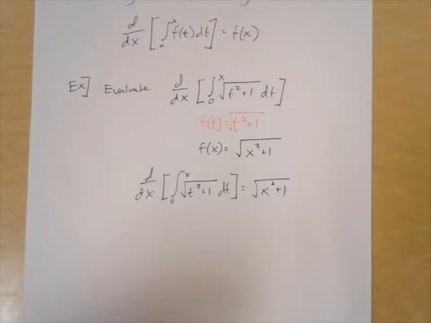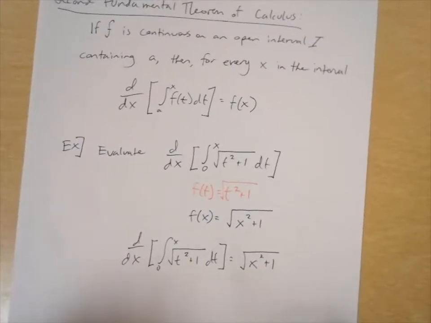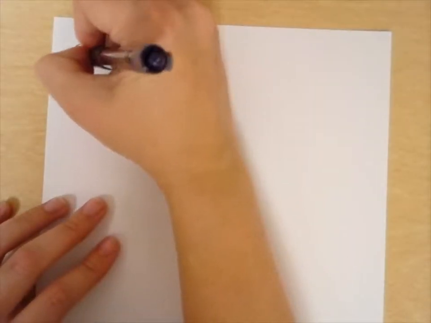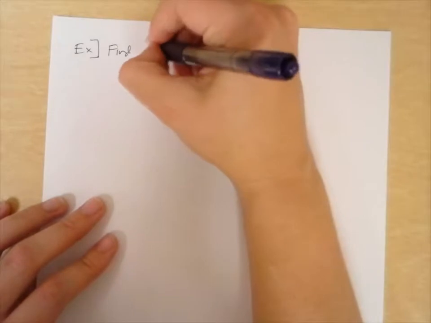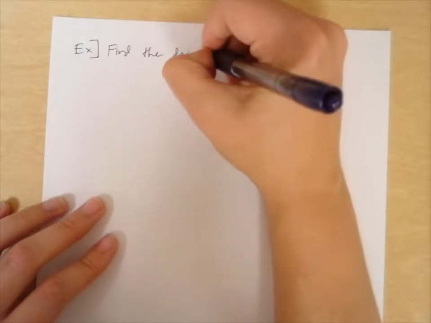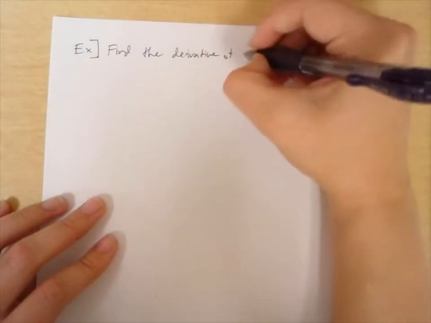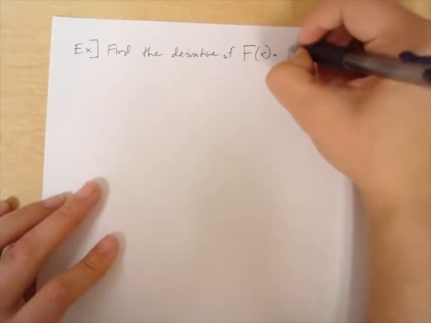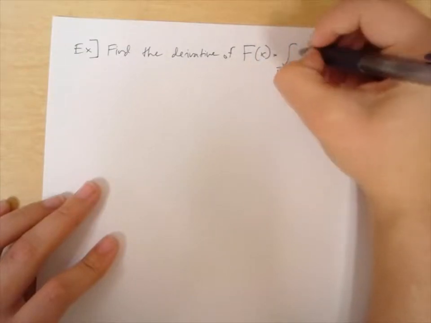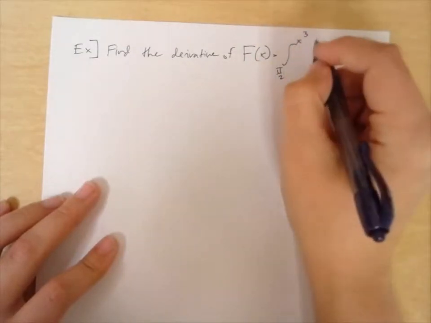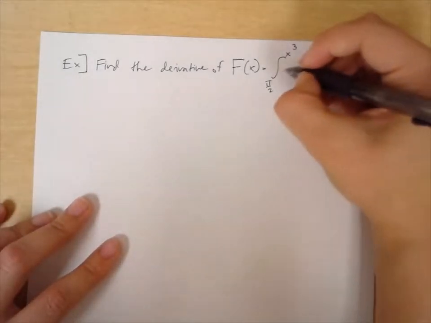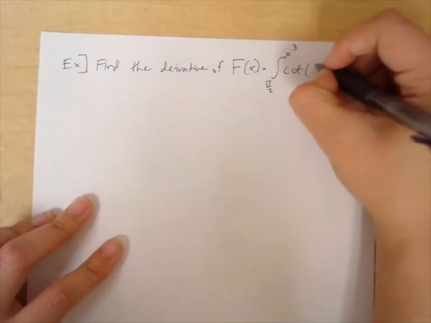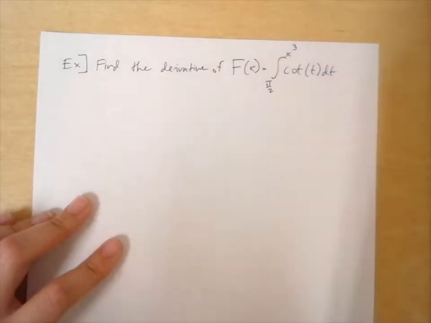That was kind of a simple example. Let's talk about something that might involve a little bit more work. So let's look at the question. Find the derivative of big F of x equal to the integral from pi over 2 to x cubed, that's going to be important, x cubed, of cotangent of t, dt.